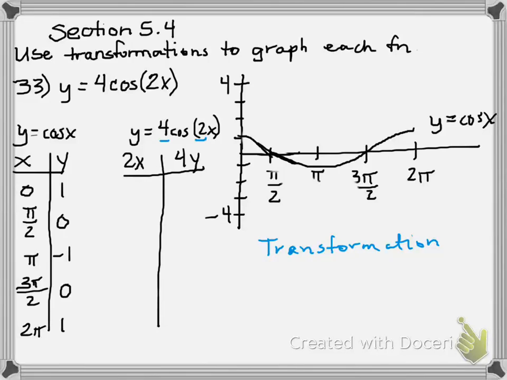Okay, this is section 5.4, and again, we're going to use transformations to graph each function. So when I look at number 33, y equals 4 times the cosine of 2x, using transformations, I'm going to describe what the graph should do. The first thing I notice is that you're multiplying 4 times the cosine of 2x. Whenever you're multiplying 4 times a function, that means that it's going to vertically stretch by a factor of 4. So that's the first expectation.